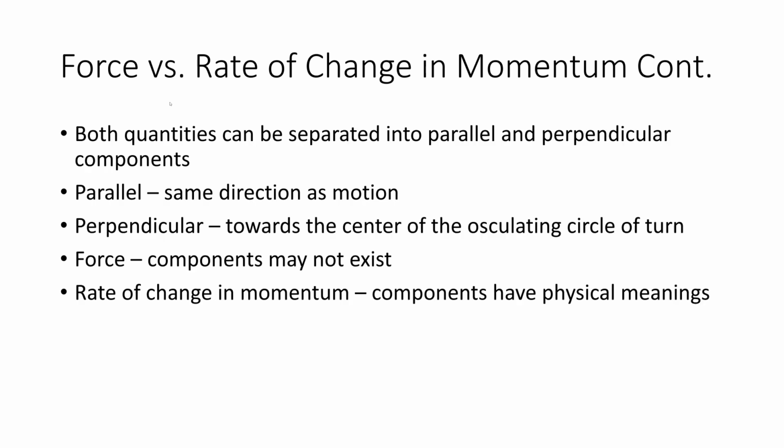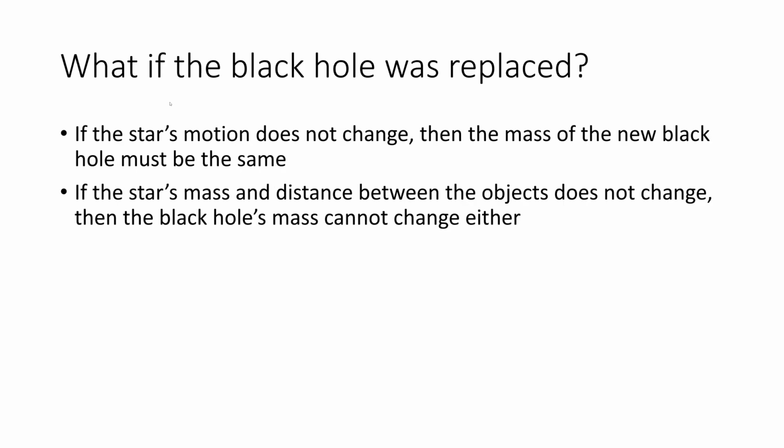Both quantities can be separated into parallel and perpendicular components. The parallel one is in the same direction as motion, and the perpendicular one is towards the center of the osculating circle of the turn. For force, these components may not actually exist. In the orbiting scenario, there was only one force and it was at an angle. However, the rate of change in momentum actually exists, and the components have the physical meanings mentioned before.